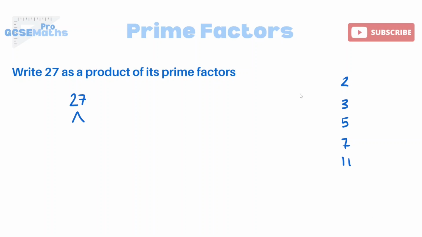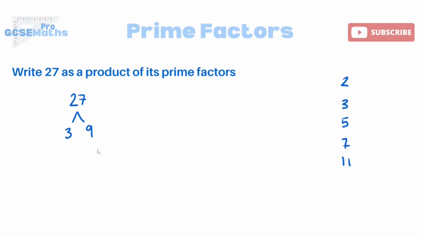Normally my first port of call is either 2 or 3. I go, can I divide it by 2? If it's an even number, this one's not. Can I divide it by 3? Yes. I personally prefer to put the prime numbers on the left. So 3 is a factor of 27, but it is more specifically a prime factor, isn't it? Because at the same time it is a prime number. So 27 divided by 3 gives me 9 left.